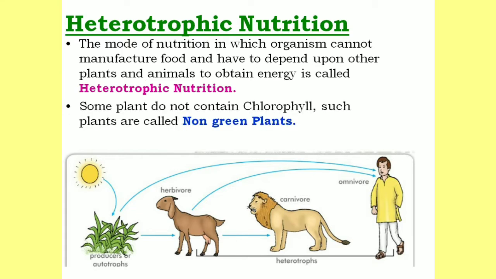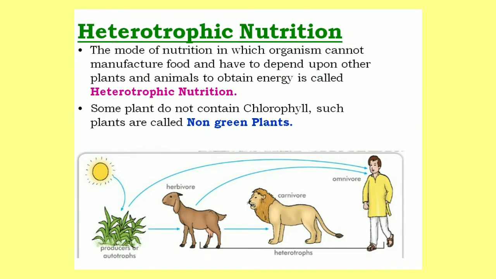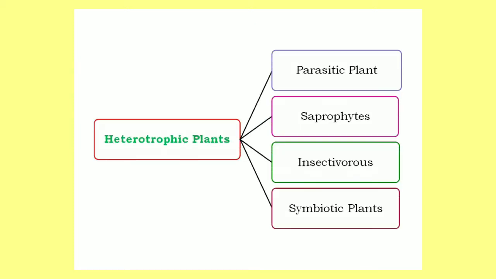Some plants do not contain chlorophyll. Such plants are termed non-green plants. Since the chlorophyll is absent, they do not perform the process of photosynthesis. Therefore, they depend on other plants for nutrition, and such plants are termed heterotrophic plants. So today, we are going to learn about these heterotrophic plants.